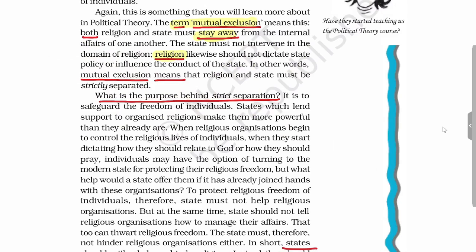Religion, likewise, should not dictate state policy, influence, or conduct of the state. In other words, mutual exclusion means religion and state must be strictly separated. Okay, now we'll see what is the purpose behind this kind of strict separation. The only purpose behind it is to safeguard the freedom of the individual.